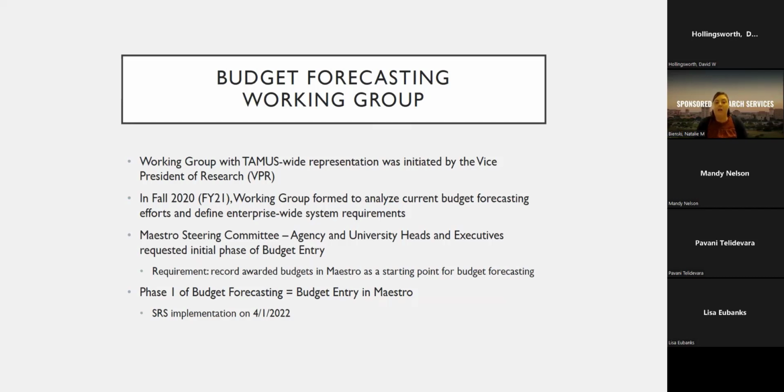So phase one was budget entry in Maestro, and that's what we're going to look at today, going in and looking at the functionality that's been developed so far and what information you could pull from it in your position in the departments. So this was implemented at SRS on April 1st. So we have a couple of months of data that we've been putting in and starting out going through the process. This budget entry is phase one of the budget forecasting project. So we're excited about that.